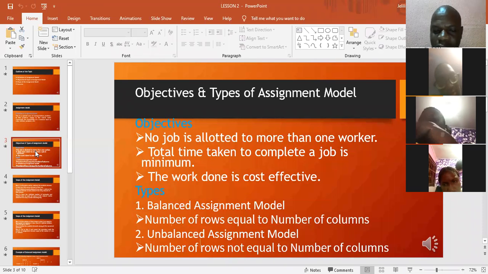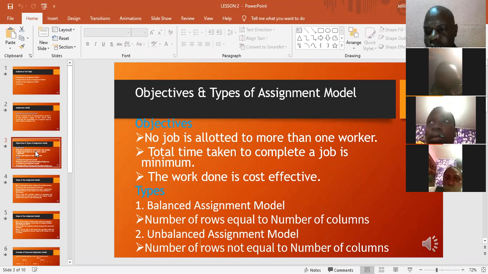Now let's look at the types of assignment model. We have two types: one is balanced assignment model, and the second one is unbalanced assignment model. Balanced assignment model is where the total number of columns is equal to the total number of rows. That is, if you have 4 rows, definitely you must have 4 columns. While the unbalanced assignment problem says that the total number of columns is not equal to the total number of rows. That is, when we are given 5 rows and we have 4 columns, that's what we call unbalanced assignment problem.